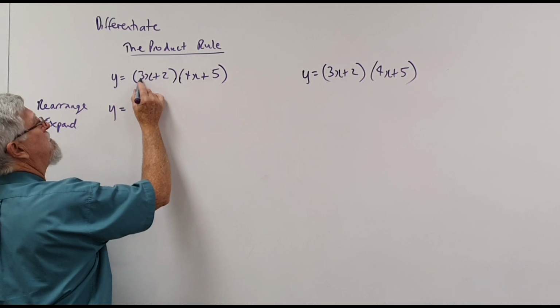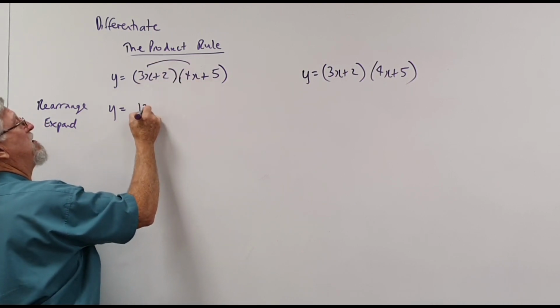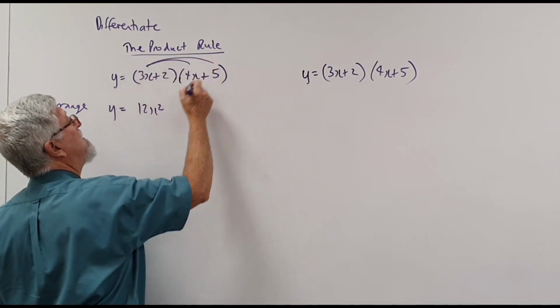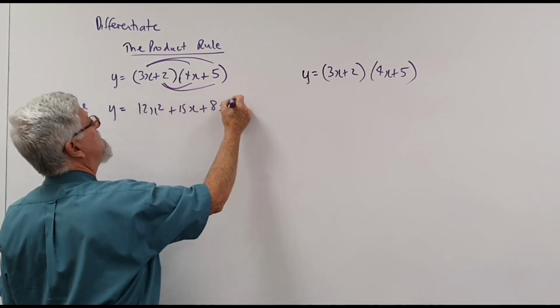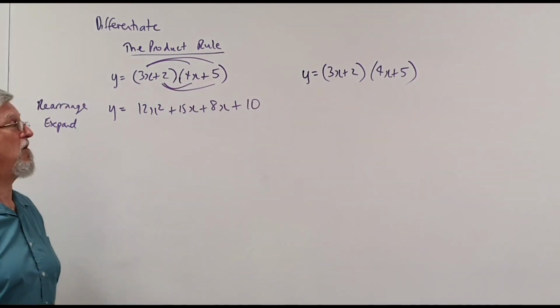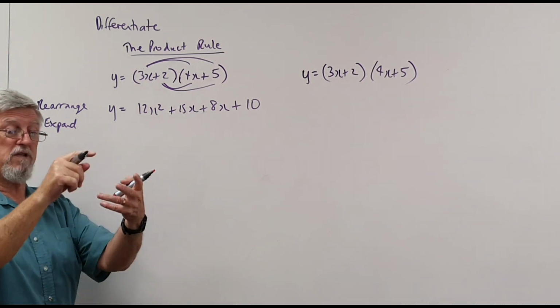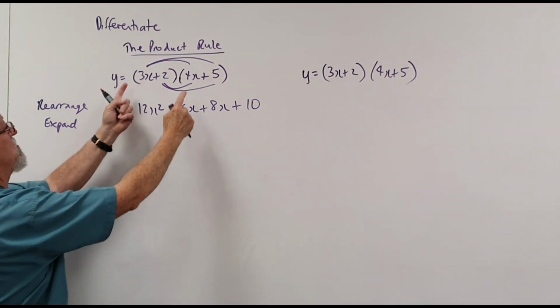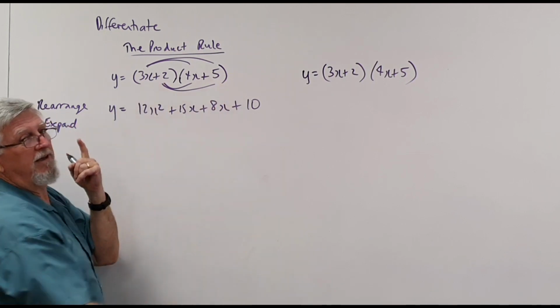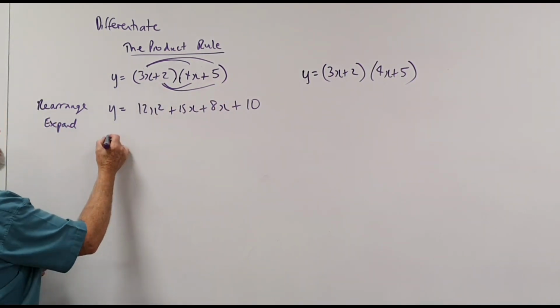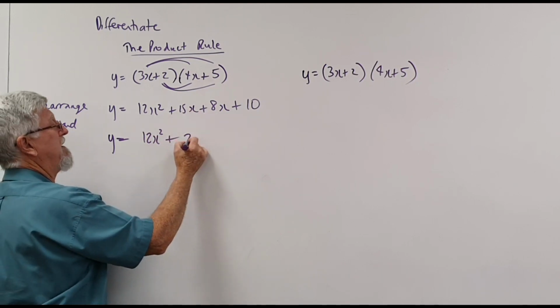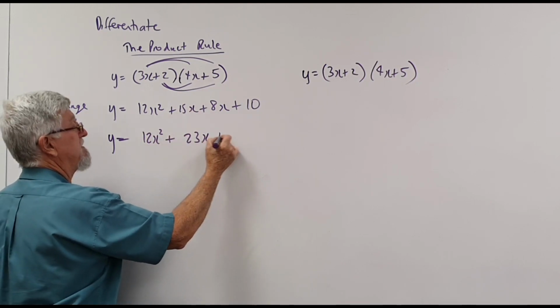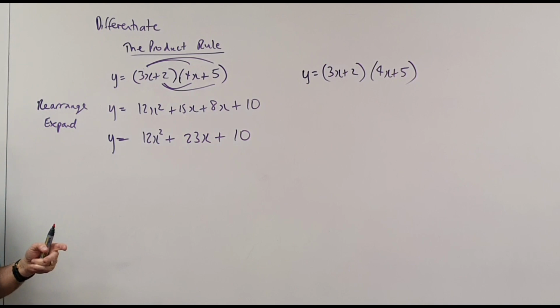So this will be 3x by 4x is 12x squared using eyebrows, plus 15x plus 8x plus 10. Hopefully you know that. If you don't know the eyebrows, you might know first, outside, inside, last, or you might just go that, and that. There's so many different ways to think about it. So here we have now a 12x squared plus a 23x plus a 10. So now we can differentiate it.